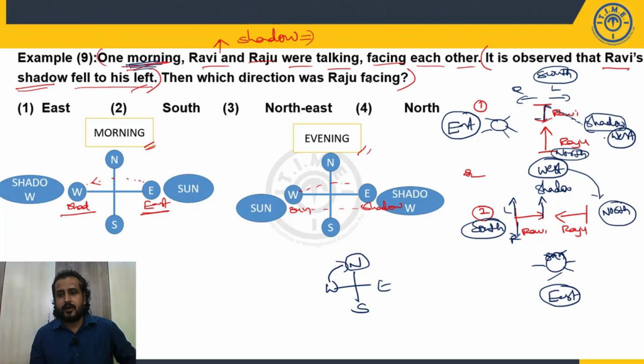In which direction is Raju facing? Now, in this case, Raju is here and facing towards this direction. What is this direction? South. Now, come to this question. In this case, where is Raju? Here is Raju, facing towards this direction. What is this direction? Facing towards south.